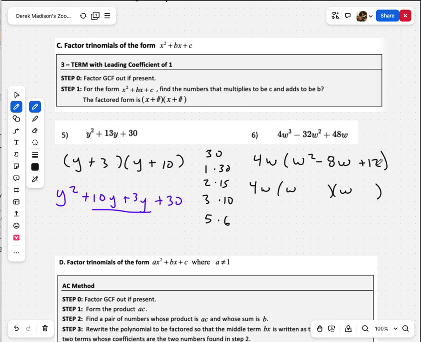And then we ask what multiplies to be positive 12 but adds to be negative 8. So 12 would be 1 and 12, 2 and 6, and 3 and 4. So it sounds like 2 and 6 are the ones that are going to work. And then they would both have to be negative to multiply to be a positive 12 and add to be a negative 8. Sometimes we'll ask, does it matter what order you put the 2 and the 6 in? Like, could I have put the 6 first? Yeah, absolutely. It does not matter at all which order you write those in.